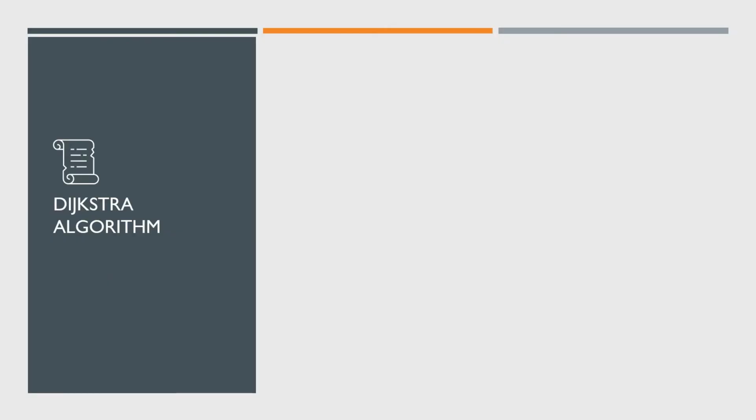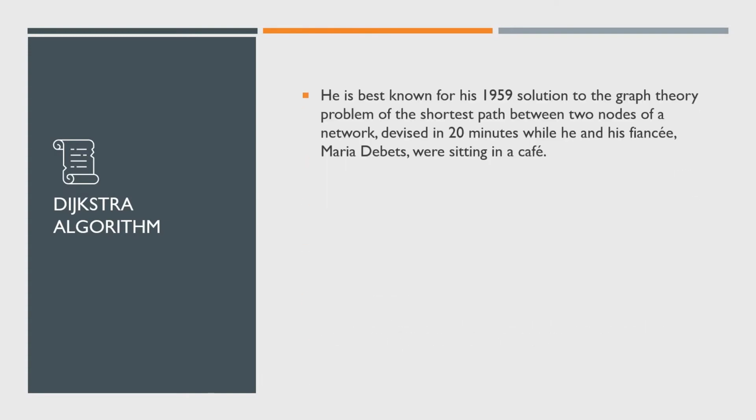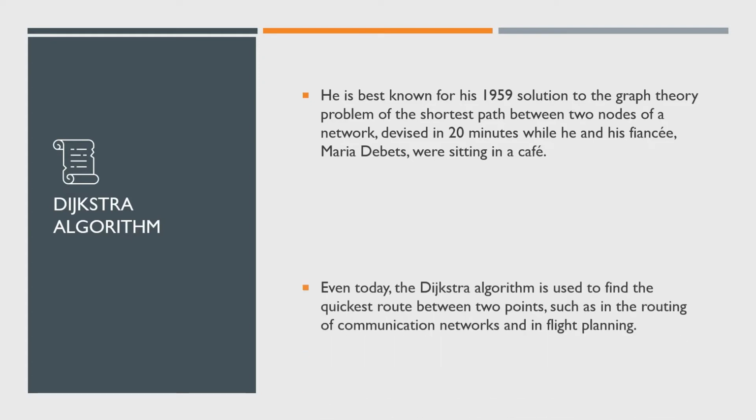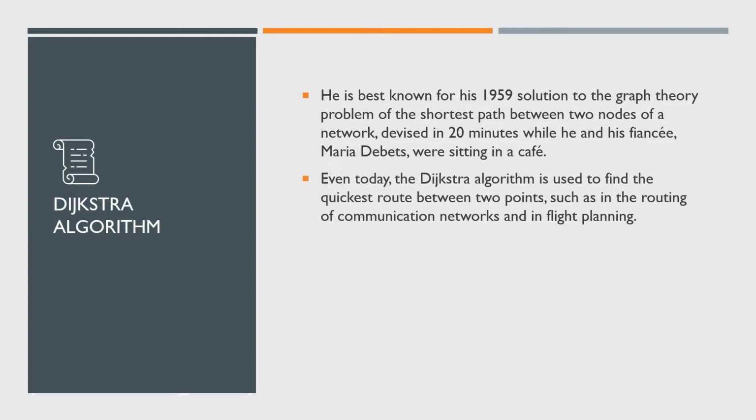The history of Dijkstra's algorithm. He is best known for his 1959 solution to the graph theory problem of the shortest path between two nodes of a network, devised in 20 minutes while he and his fiancée Maria Debets were sitting in a cafe. Even today, Dijkstra's algorithm is used to find the quickest route between 2 points, such as in the routing of communication networks and in flight planning.